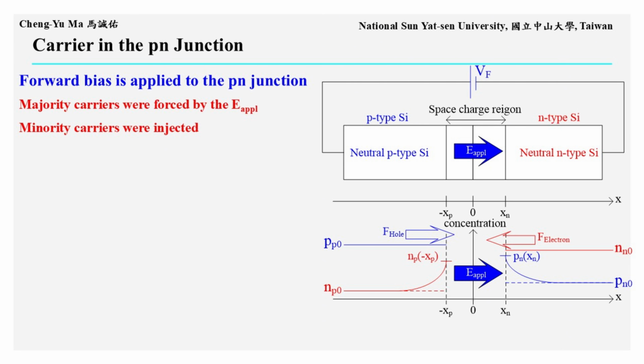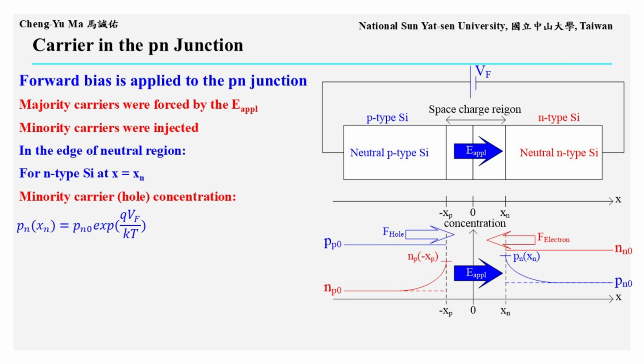As majority carriers move into the space charge region, part of the space charge is neutralized, so the space charge region becomes narrower. This is consistent with the previous discussion that the depletion region width decreases under forward bias. In addition, the majority carrier holes in the p-type semiconductor are pushed by the applied electric field and injected into the neutral region of the n-type semiconductor. As a result, the minority carrier hole concentration in the n-type semiconductor increases significantly, as shown in the figure.